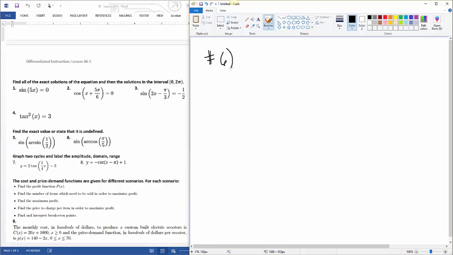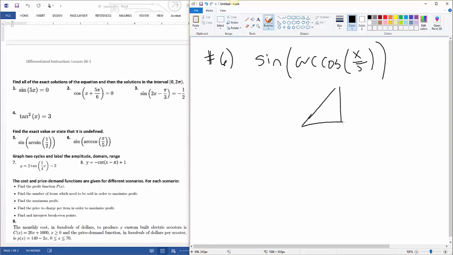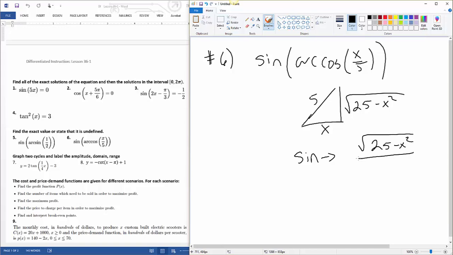Number 6, we have the sine of arc cosine of x over 5. And so arc cosine, that statement is a triangle, right? It's our angle, and adjacent over hypotenuse. And so Pythagorean theorem, that would be the square root of 25 minus x squared. And so the sine of this is going to be the square root of 25 minus x squared, so opposite over hypotenuse, which is over 5.